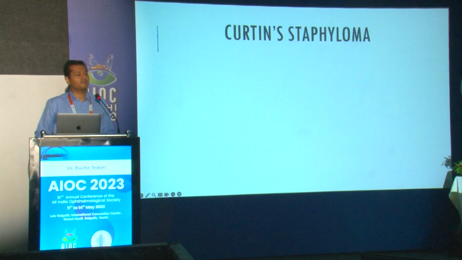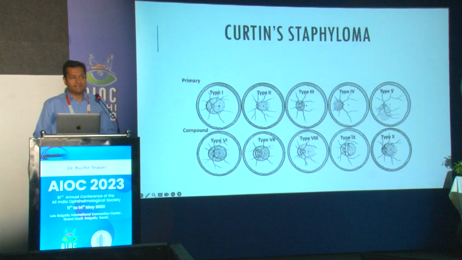So no discussion of myopia can start without Curtin staphyloma. Curtin was the first one who gave us a definition and a characterization of the different types of staphyloma. There are 10 types of staphyloma defined by Curtin. 5 are primary and 5 are compound. So compound are a combination of the different types of primary staphyloma. But then again, this is a fundoscopic finding. This is a clinical examination based finding. It does not take into account the layer-wise changes that are happening in myopia.